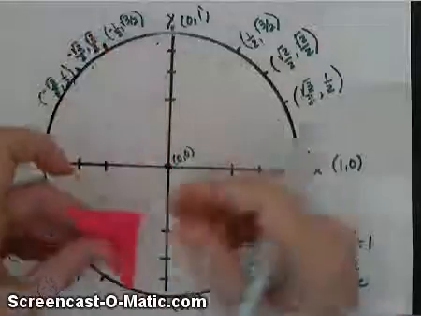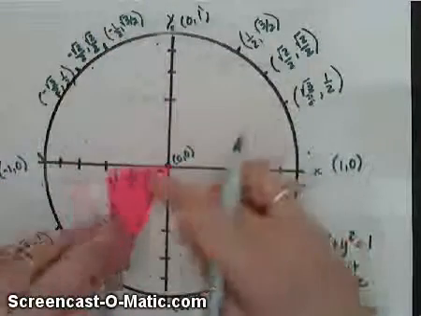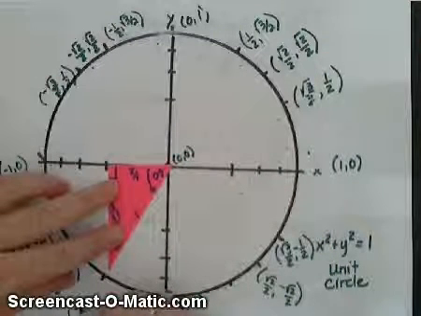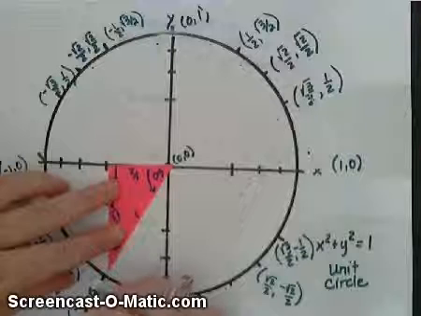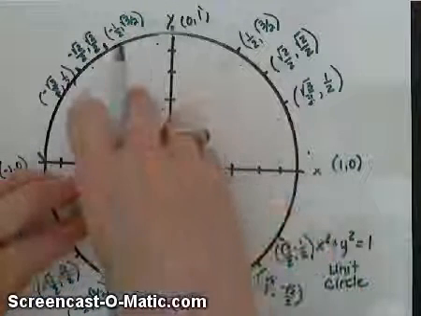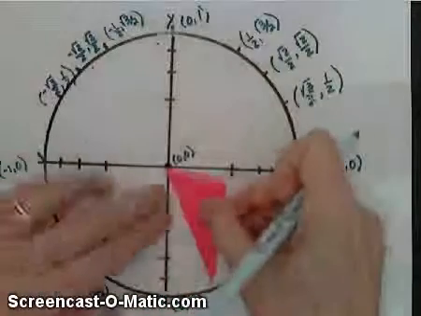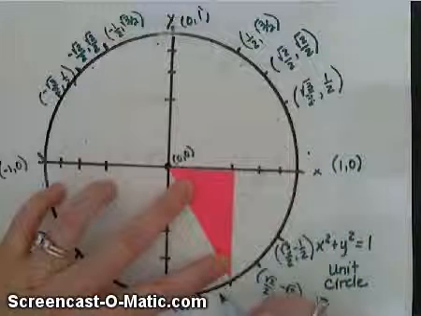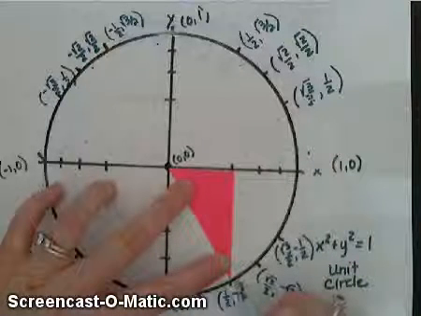If I flip it so that it looks like this, this would be negative 1/2, negative square root of 3 over 2. And if I flip it across this way, where the 60-degree angle is still at the origin, this would be positive 1/2, negative square root of 3 over 2.